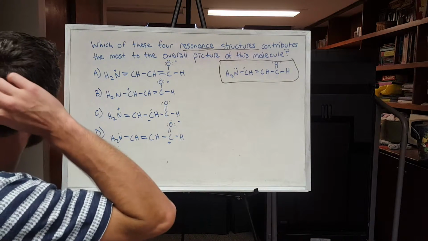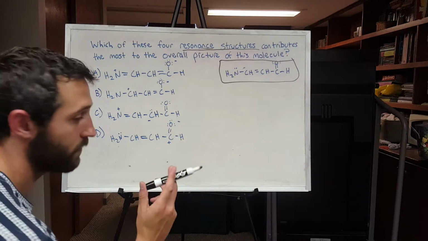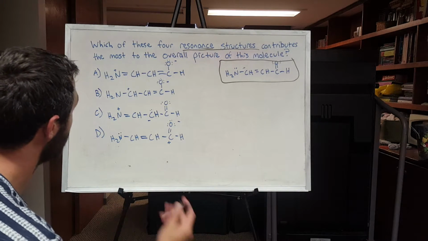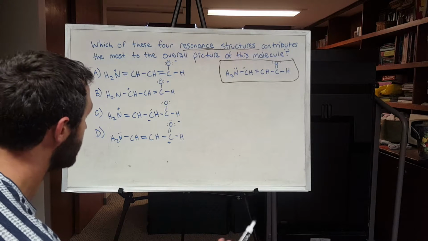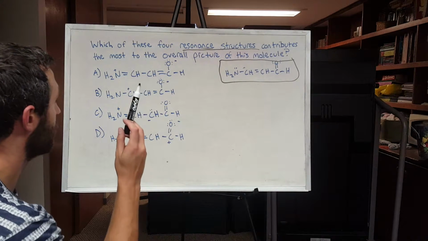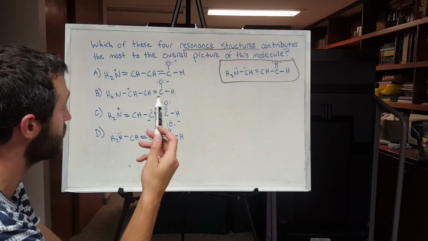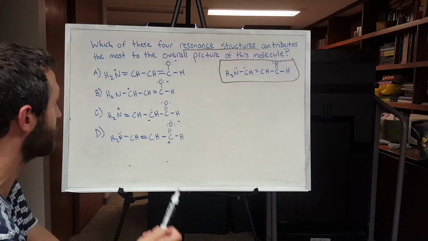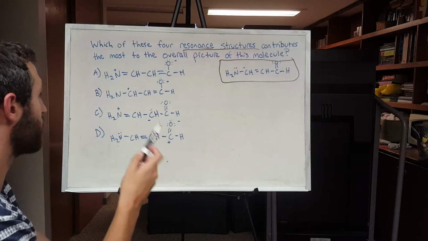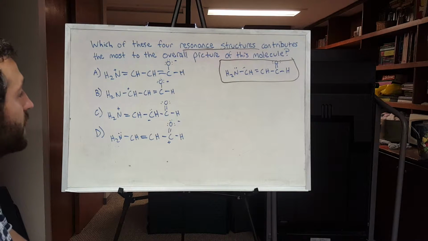Ideally, when we make resonance structures, we want to keep octets with all our atoms besides hydrogen. We also want negative formal charges on more electronegative atoms, and positive formal charges on less electronegative atoms.